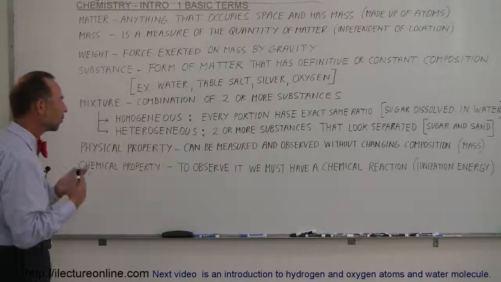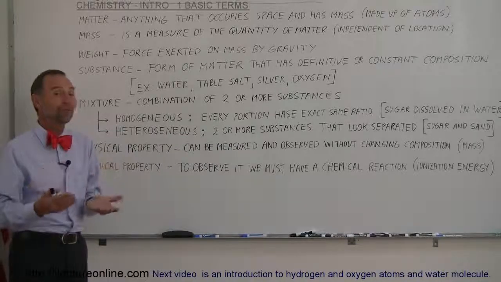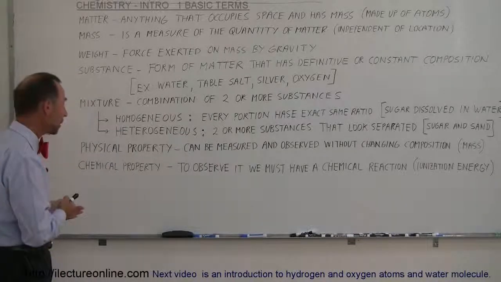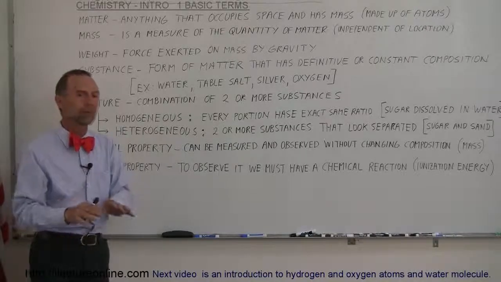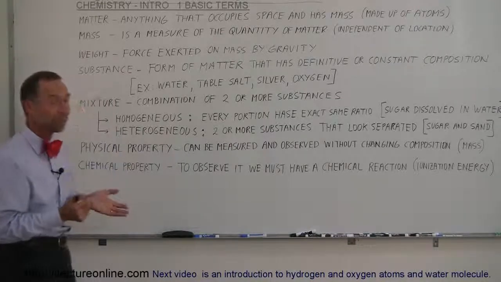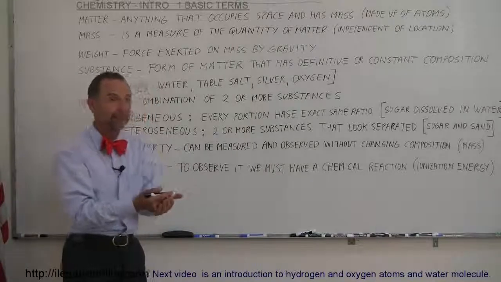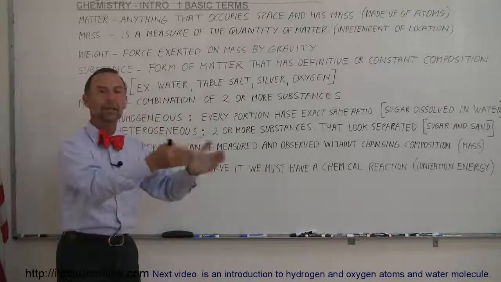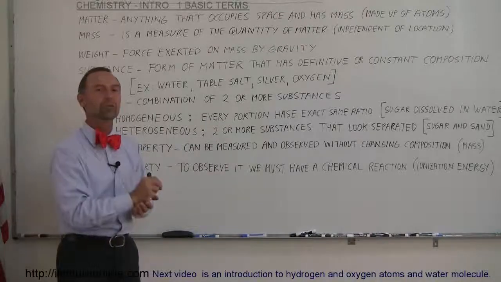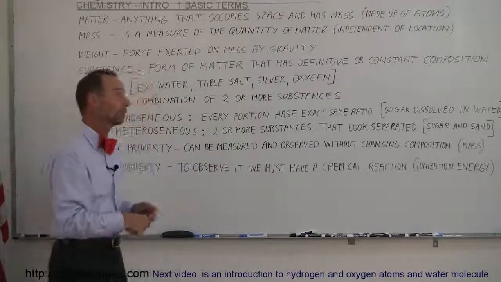Then there's the word property, and so we have what we call physical properties and we have chemical properties. Physical properties is something that can be measured without changing anything about the substance or the item that you're measuring. For example, if you want to measure the mass of something, well, you take whatever you've got, you put it on the scale, you measure it, and there it is, it hasn't changed. That's called a physical property, like the mass, the weight.